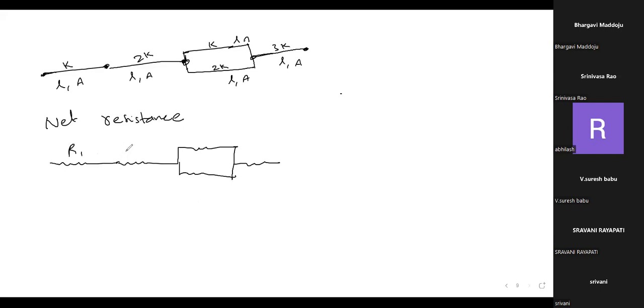This is R1, R2, R3, R4. This is R. These are in series, meaning R1 plus R. Here this is in parallel. Now the effective resistance becomes R1 plus R, the sum of these two.